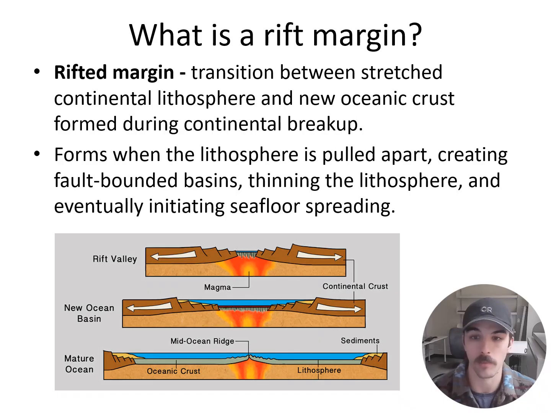And in fact, there are plenty of examples here on Earth where we have rifted margins that do not show signs of seafloor spreading. So not all rifted margins are seafloor spreading centers, and seafloor spreading centers are distinctly characteristic of plate tectonics here on Earth. We don't see seafloor spreading centers taking place on other planetary bodies as of yet.